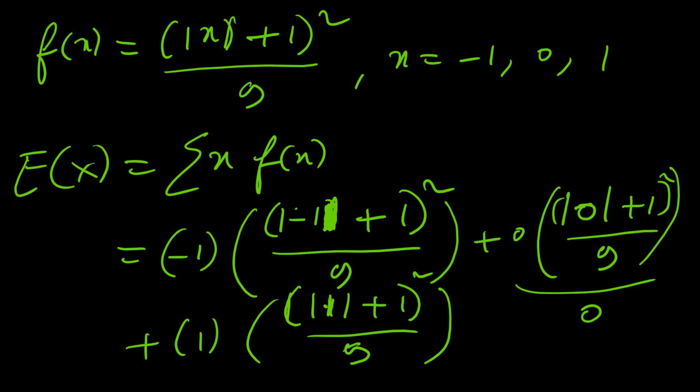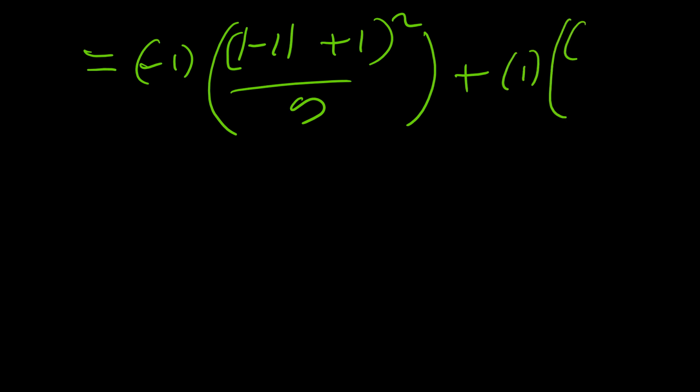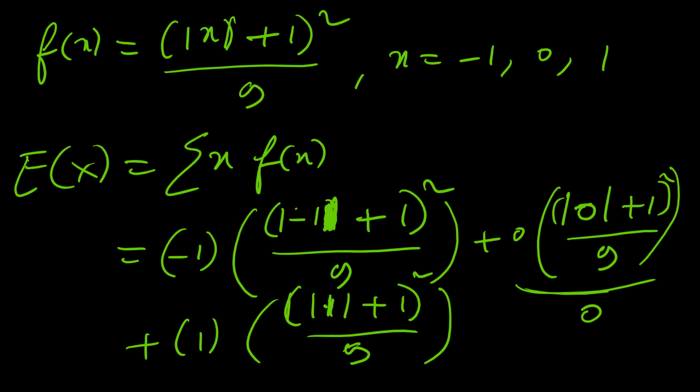So the expression was, if you want to copy that back there, we have a -1 here, and then inside we have the absolute value of -1 plus 1, squared, divided by 9, and then plus the last term, 1 times the absolute value of 1 plus 1, squared, divided by 9. The 0 term we don't have in this expression because the 0 cancels out this expression.